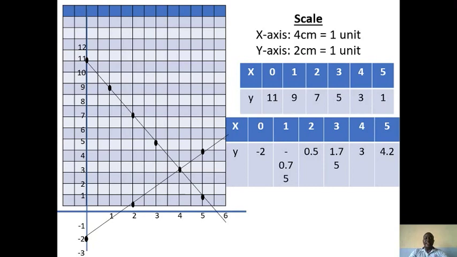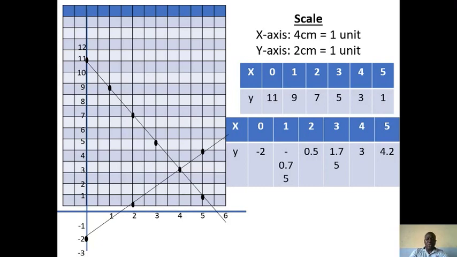So looking at this graph, you see we have the point for 0, 11. Look at it there. 0, 11. 1, 9. Until this straight line, then the other one, we have the upward straight line, which is for the second equation. I hope it is very clear.